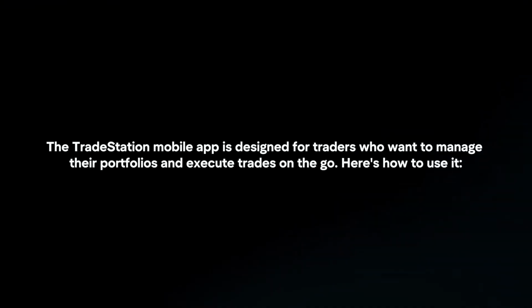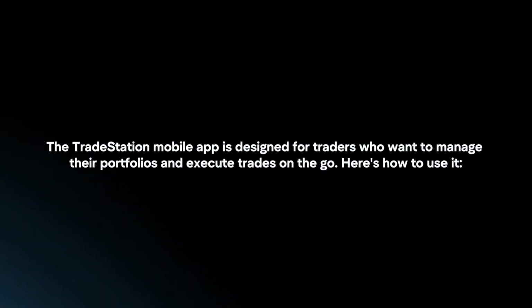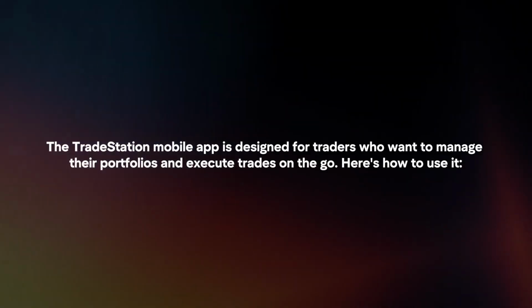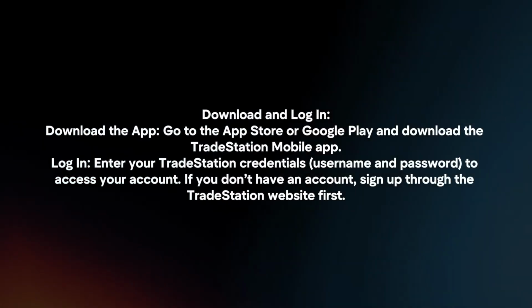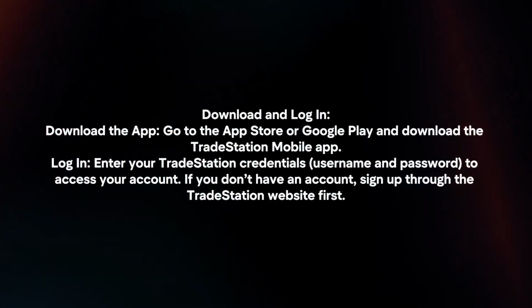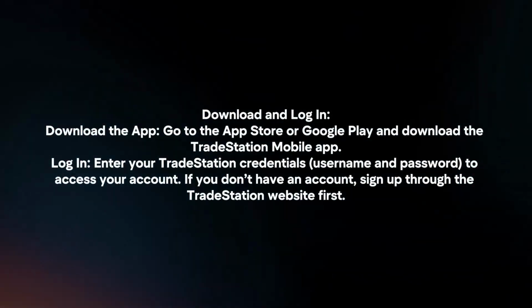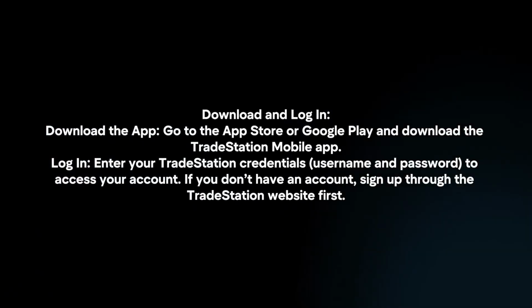The TradeStation mobile app is designed for traders who want to manage their portfolios and execute trades on the go. Here's how to use it. Download and log in. Download the app. Go to the App Store or Google Play and download the TradeStation mobile app. Log in. Enter your TradeStation credentials to access your account. If you don't have an account, sign up through the TradeStation website first.